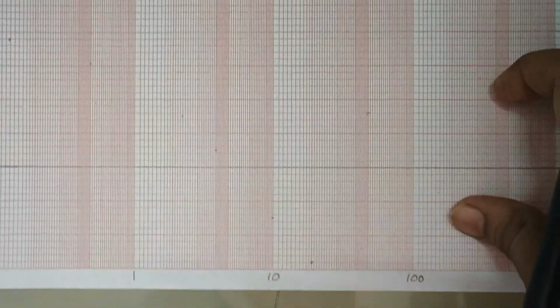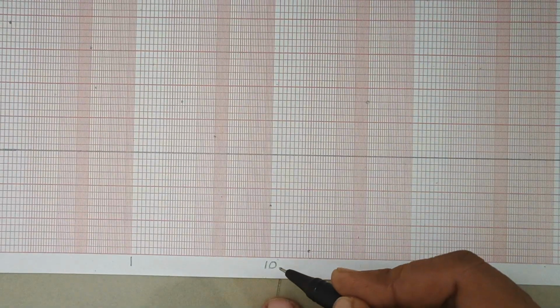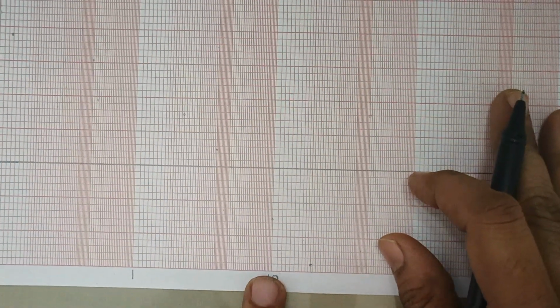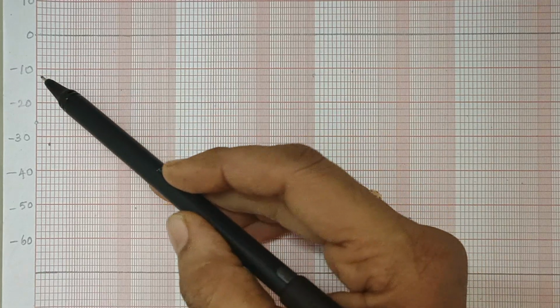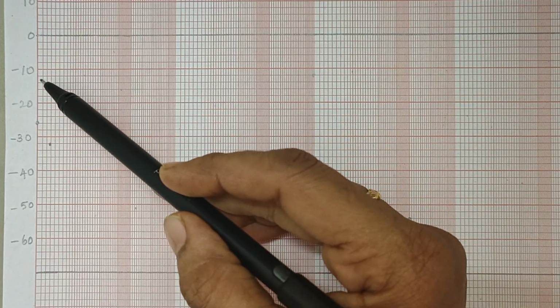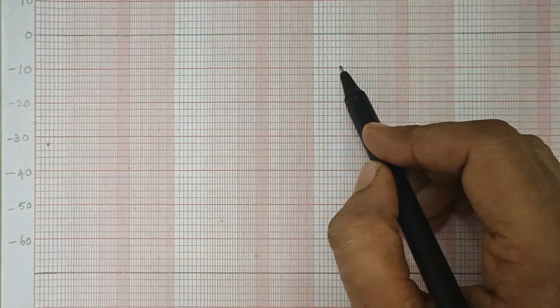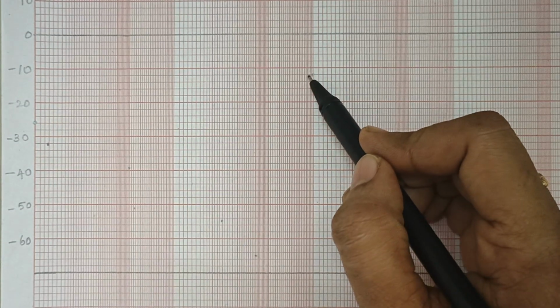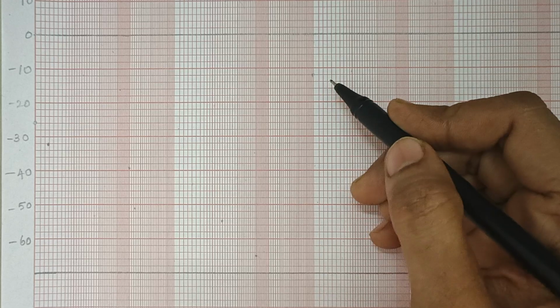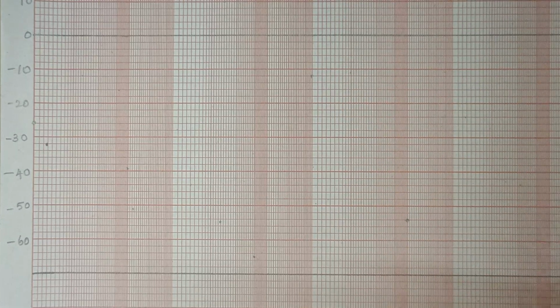So here I am having 10 and the magnitude is minus 12. So when you move gradually, you see, here is minus 10, right? So this will be our minus 12. So when you mark the point, this is our third point, right? And finally the last one is 50 at minus 54.